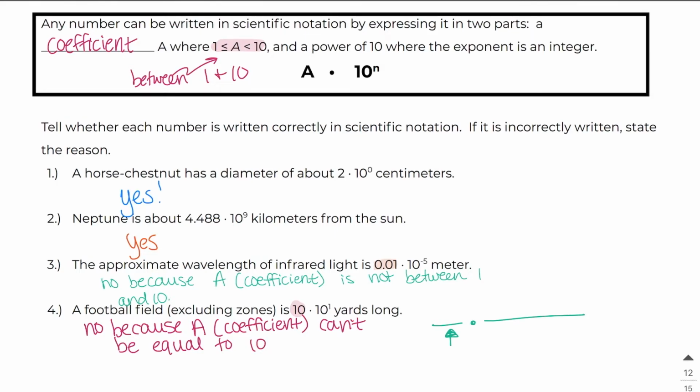So I guess right here in this one, we said no because the coefficient is not between 1 and 10. We just have to say not including 10 because 10 is not allowed to be included.